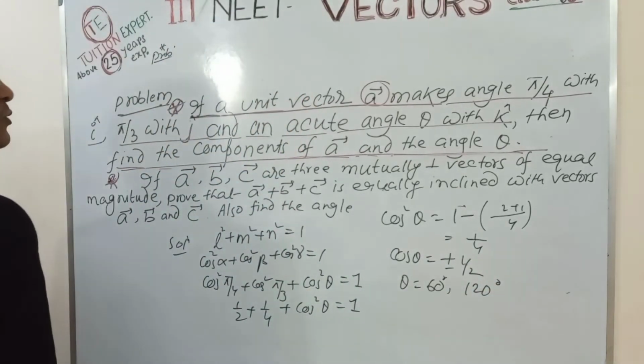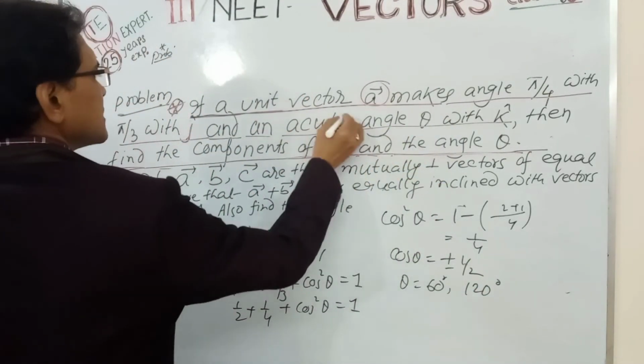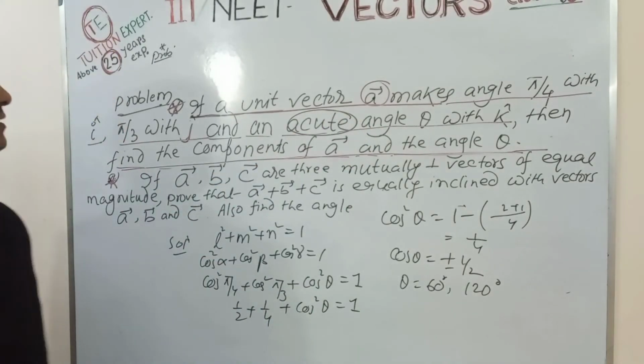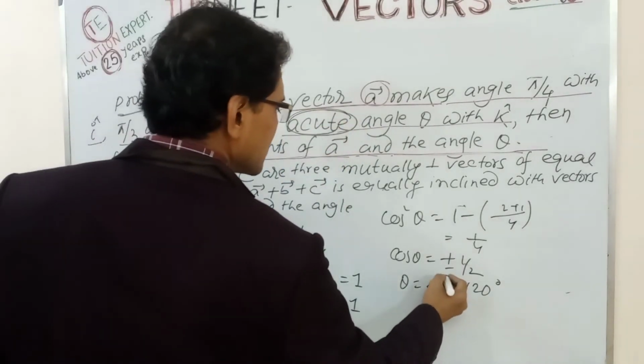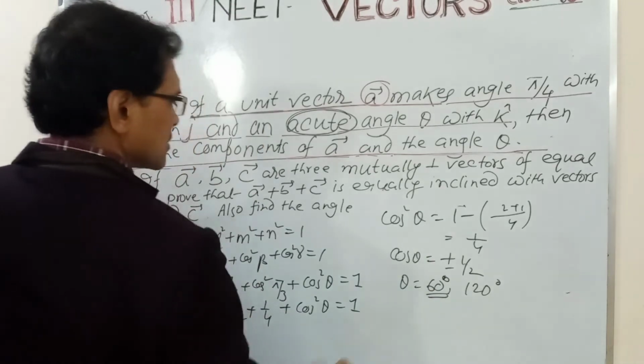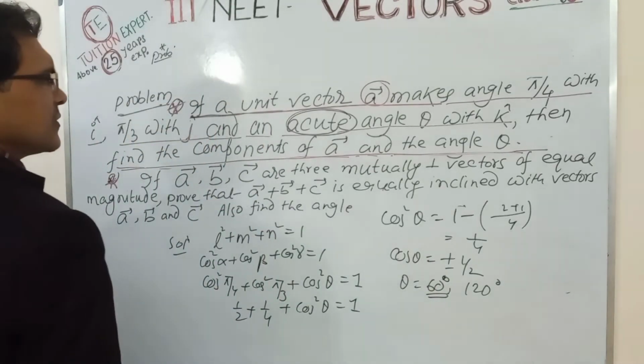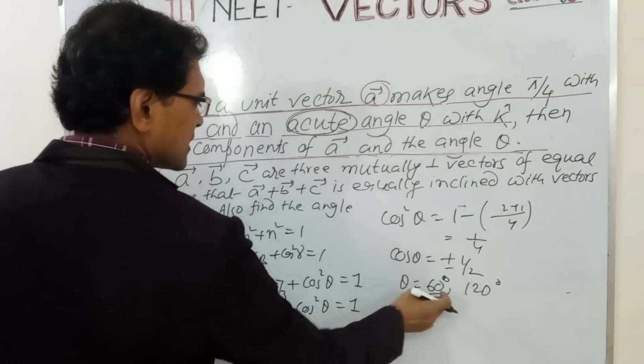As theta is an acute angle, the acute angle is 60 degree, we take 60 degree, so theta equal to 60 degree. So the answer: angle theta equal to 60 degree.